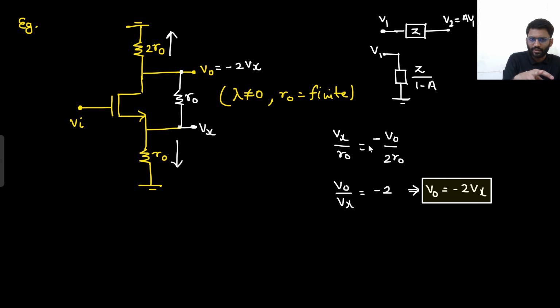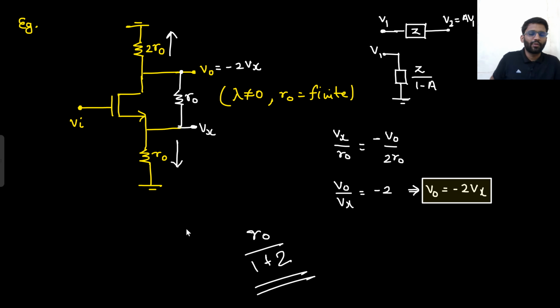Vx by 2R, Vx by R naught. So V1 is this side. V2 is depending on V1 by minus 2. Right? So from V1 to ground, what do you see? Z upon 1 minus A. So from Vx to ground, what you will see? R naught upon 1 minus A, and A is 2. So R naught upon 1 plus 2. R naught by 3 you will see. Are you agreeing to this point or not?